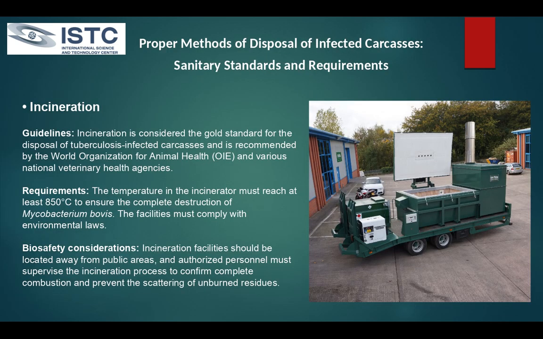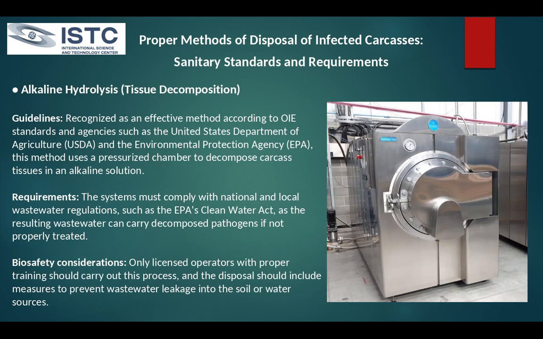The next topic to address is the proper disposal methods of carcasses. The gold standard is incineration in specialized furnaces, incinerators, where the temperature must exceed 850 degrees C. It is crucial to conduct the burning process away from public areas and ensure the presence of authorized and trained personnel. Another recommended method, endorsed by the World Organization for Animal Health, is alkaline hydrolysis.